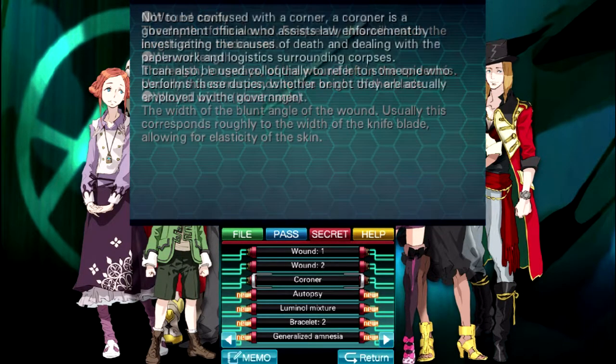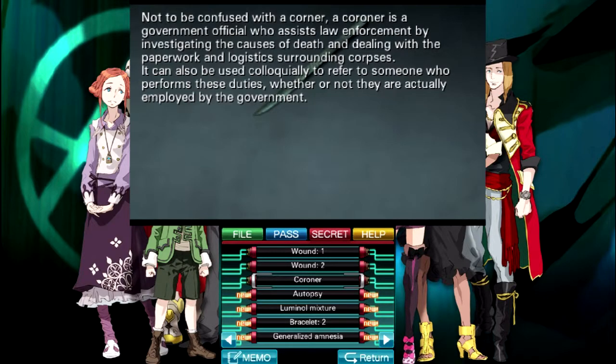Coroner. Not to be confused with a coroner. A coroner is a government official who assists law enforcement by investigating the cause of death and dealing with the paperwork and logistics surrounding corpses. It can also be used colloquially to refer to someone who performs these duties, whether or not they are actually employed by the government.